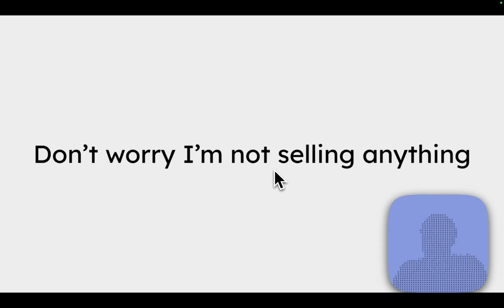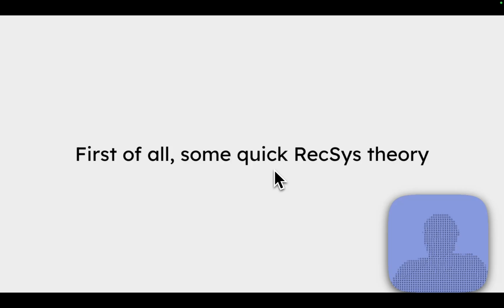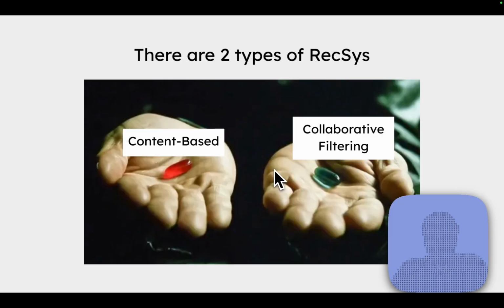But first, I just want to say I'm not selling anything. You won't find anything at the end like, oh yeah, join my course. I'm just teaching this for the sake of teaching. So maybe if I die, it would benefit someone. I don't know, inshallah. First of all, I want to go through some quick recommender system theory.